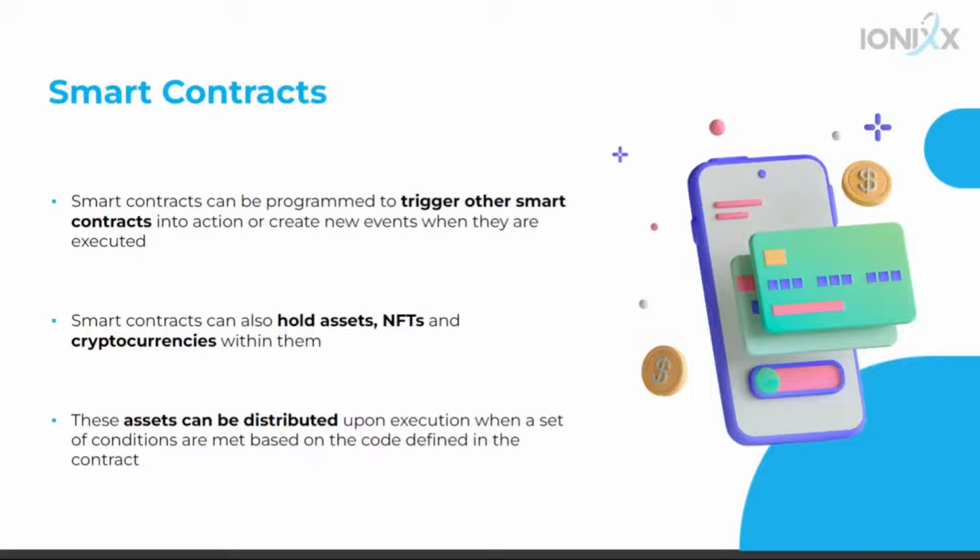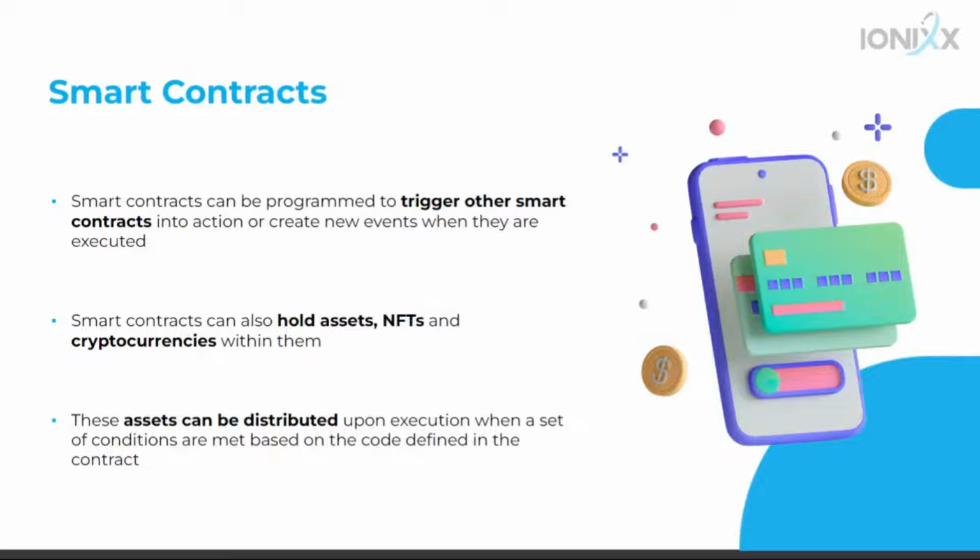Smart contracts can also hold assets, NFTs, and cryptocurrencies within them. This is a very important point to remember. So let's say you and I enter a smart contract about the outcome of a basketball game. This is an example I've used often. We're betting on the outcome of the basketball game. You and I could enter a bet, and I could say the Lakers are going to win, and you say the Knicks are going to win, and we can each put a cryptocurrency, like a Bitcoin, into the smart contract.